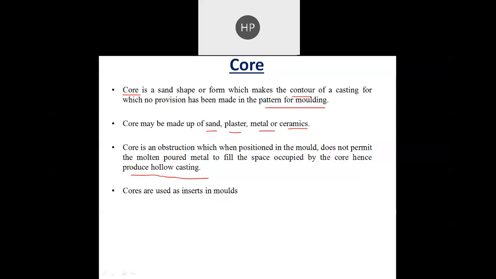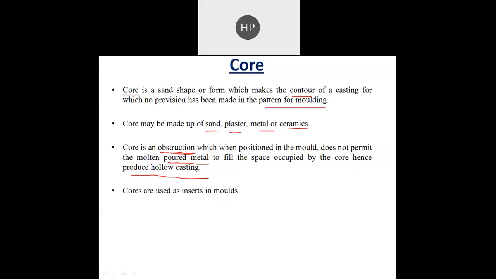And how will it produce the hollow casting? Because when the core is positioned into the mold, it creates an obstruction. The space where we fit the core is not filled by the molten metal, and that's why that particular space remains empty, and hence we can produce a hollow cavity. So the use of the core is to produce a hollow casting.